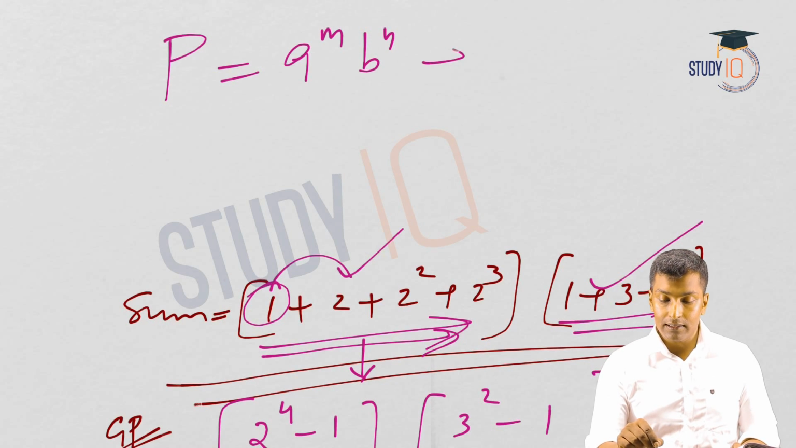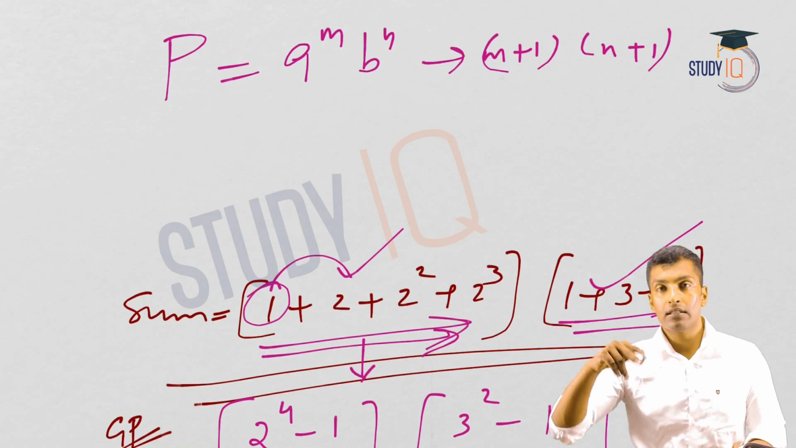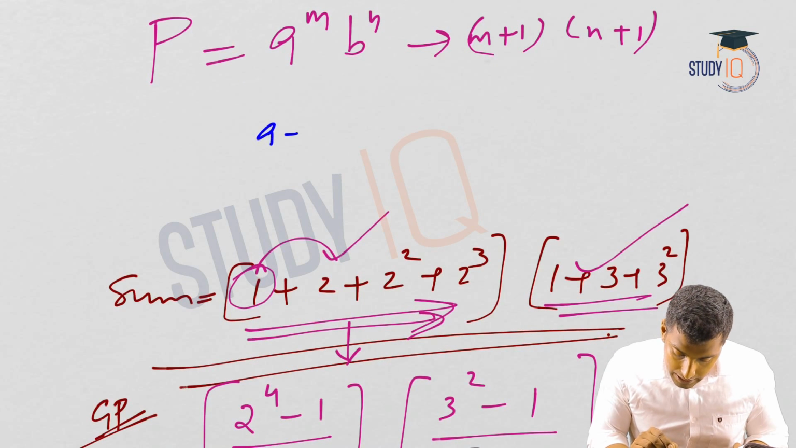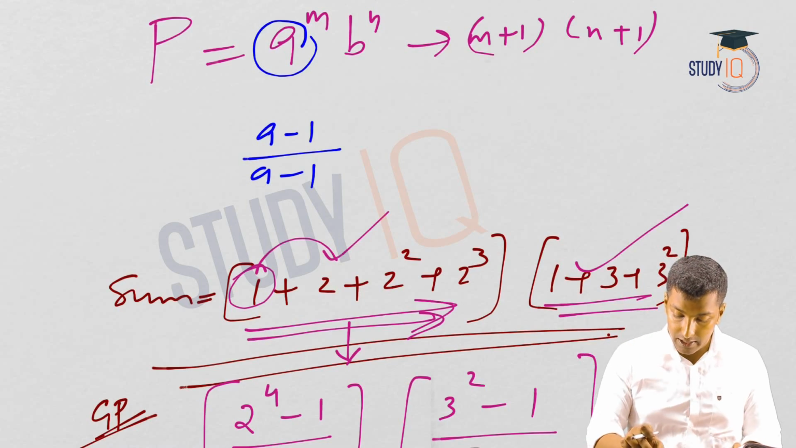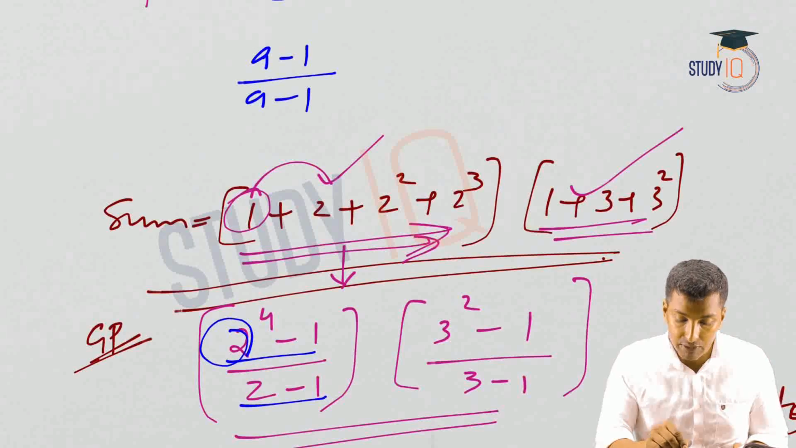You know the number of factors, that is M plus 1 into N plus 1. Sum of factors: you need to write like this, A minus 1, A minus 1. What is A? A is the first prime factor. Here you can see 2, so 2 minus 1, 2 minus 1. That's what A minus 1, A minus 1.